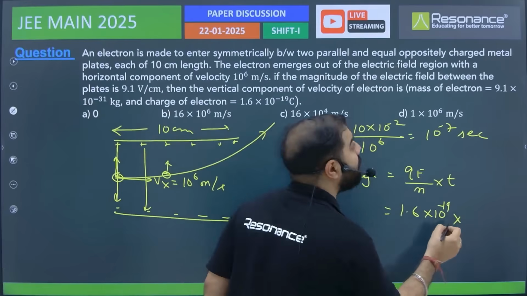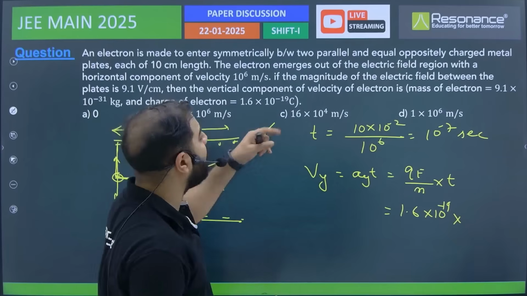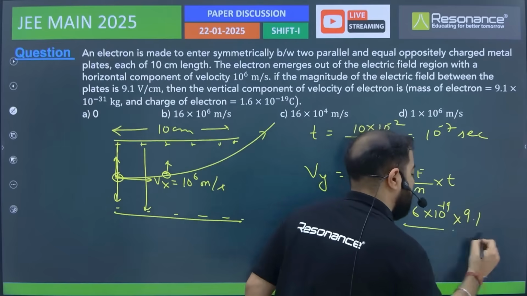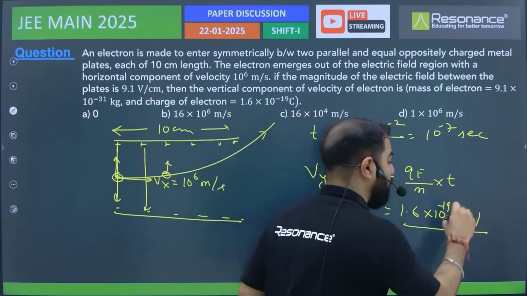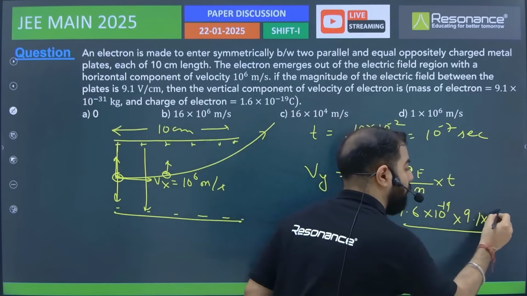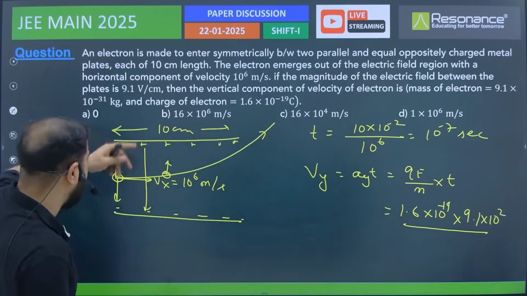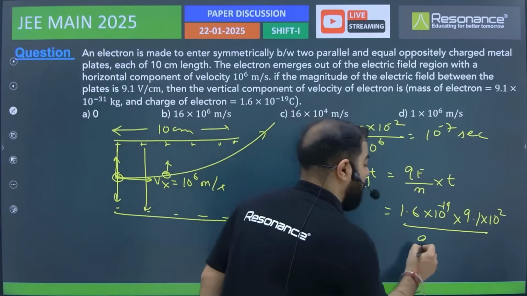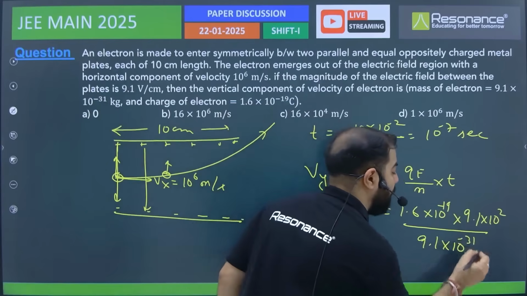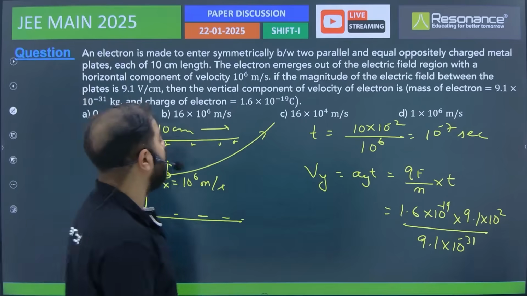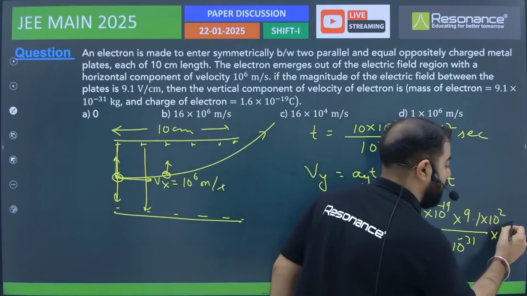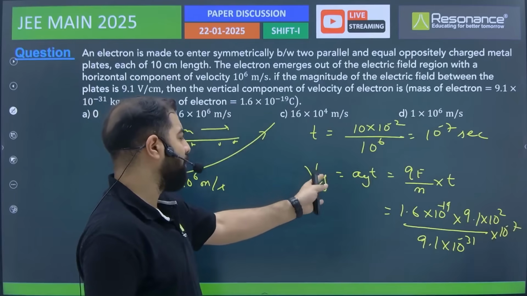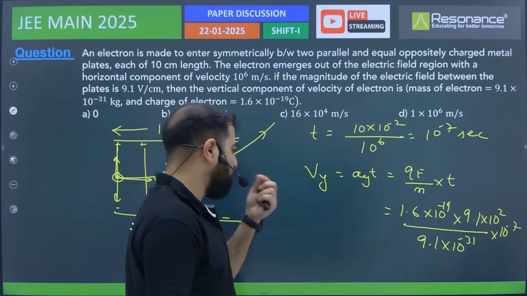The value of E, the electric field, how much is it? 9.1 volt per centimeter. So 10 to the power minus 2 in the denominator means 10 to the power 2 in the numerator. 9.1 volt per centimeter, 10 to the power minus 2 meter, becomes 10 to the power 2 in the numerator. What's the mass? 9.1 into 10 to the power minus 31, into t, 10 to the power minus 7. V equals U plus at, that formula, because acceleration is constant anyway.